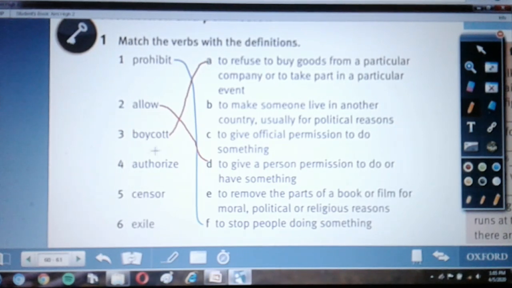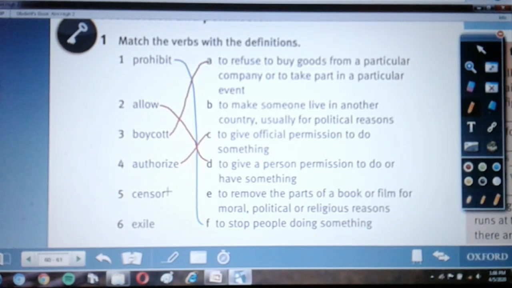Next, what's the meaning of authorize? I'll give you 5 seconds to choose your answer. 1, 2, 3, 4, 5. The answer is C. Yes. Authorize means to give official permission to do something. For example, like the government giving official permission to do something.